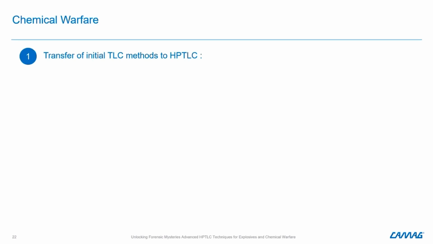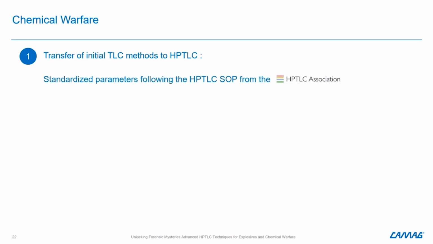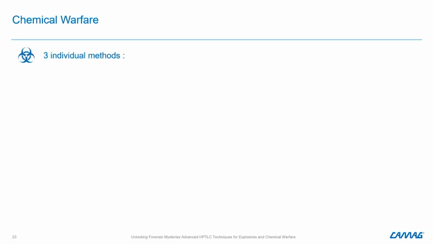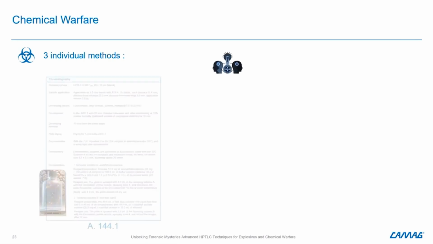The first step of our study was to transfer the initial TLC method to HPTLC. For that, we used standardized parameters following the HPTLC SOP from the HPTLC Association. Then we optimized the parameters to reduce the number of steps, and we evaluated the quantification aspect. At the end, we had 3 individual methods.